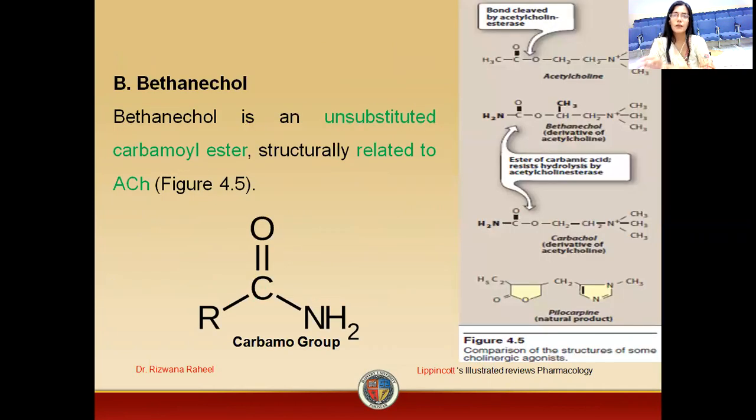Now, another drug which is related to acetylcholine is bethanechol. There is just a minor difference in structure, an additional methyl group on bethanechol as compared to acetylcholine. Bethanechol is an unsubstituted carbamoyl ester that is structurally related to acetylcholine. So this was all about the features of acetylcholine, all about the actions of acetylcholine, particularly on the vascular smooth muscles.